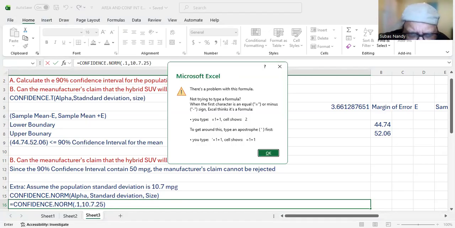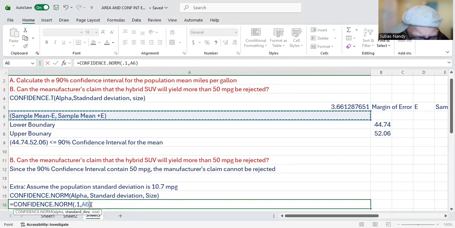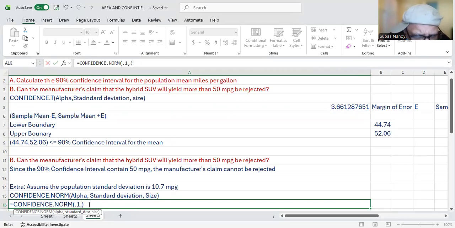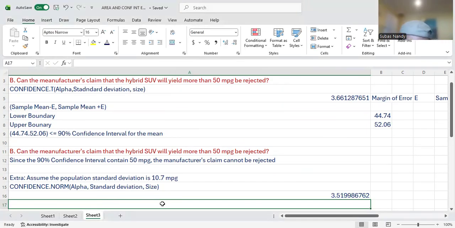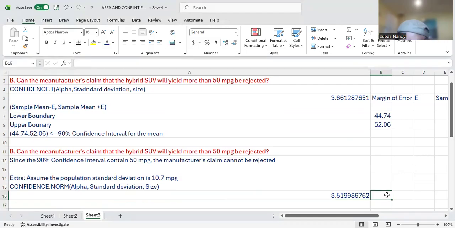Okay, what happened? So alpha 0.1, comma, standard deviation is 10.7, comma, and sample size is 25, closing parenthesis. So this is your margin of error now.